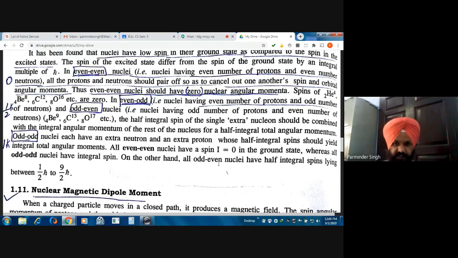So overall, we can conclude here that all even nuclei have a spin, that is capital I, always equal to 0, whereas all odd nuclei have an integral spin, that is h cross. And on the other hand, all the nuclei having odd-even or even-odd combinations have a half integral spin lying at 1 by 2 h cross, 3 by 2 h cross, 5 by 2 h cross, 7 by 2 h cross, 9 by 2 h cross. All these are possible for odd-even and even-odd nuclei.